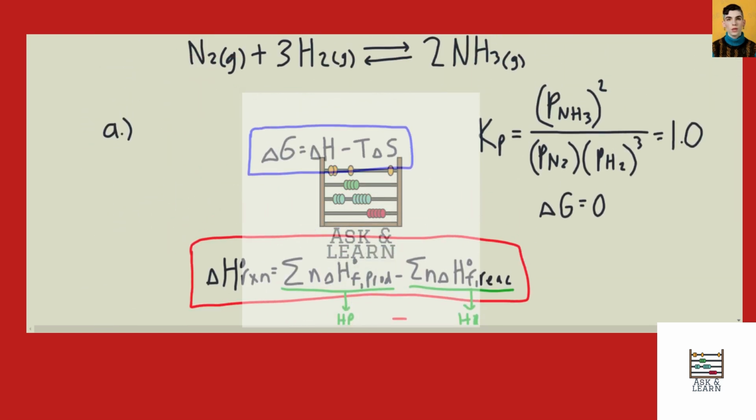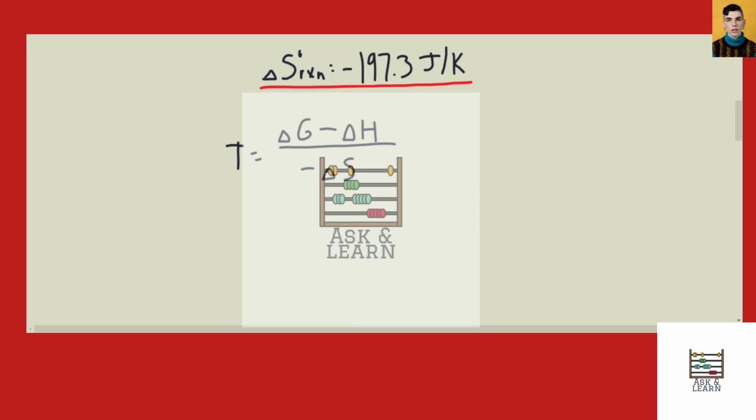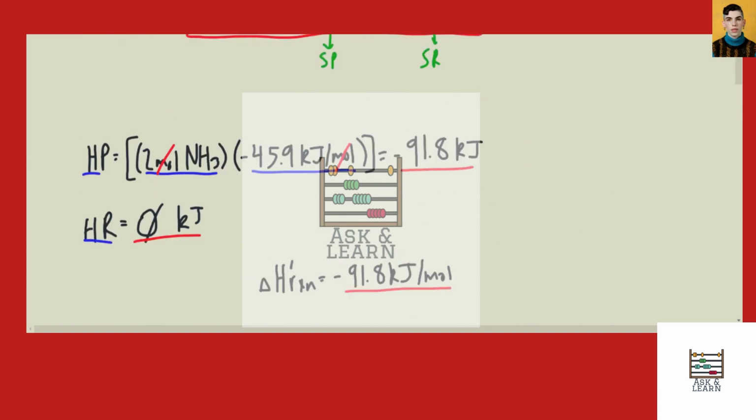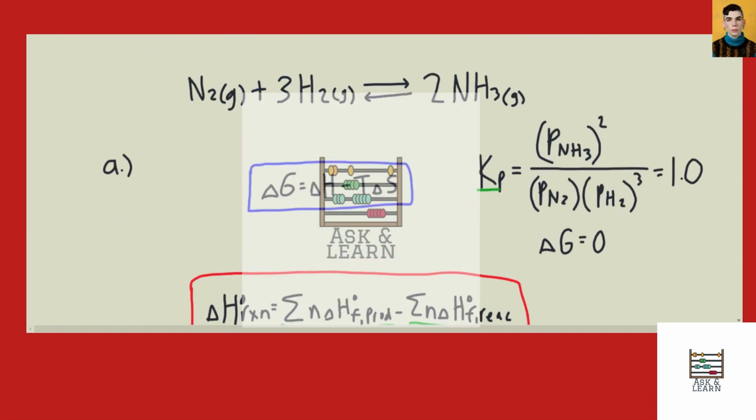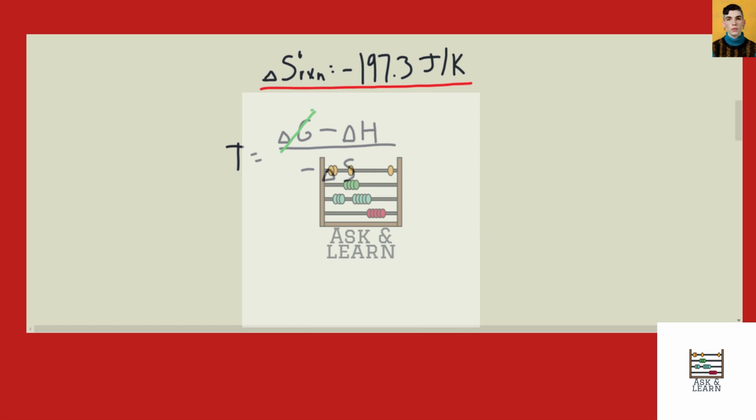And now we go back to this equation, delta G equals delta H minus T delta S, and we can rearrange it to solve for T. And this is the expression that we get when we do that. But remember that the equilibrium condition of Kp equal to 1 means that delta G is equal to 0. So we can get rid of delta G since it's equal to 0. And we're left with negative delta H divided by negative delta S, and we can cancel out the negatives to leave T equals delta H divided by delta S.